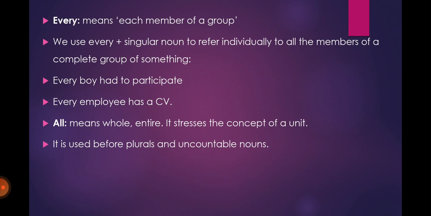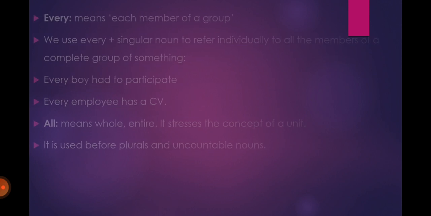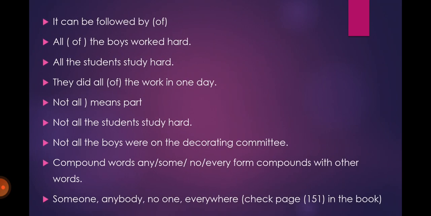All means whole, entire. It stresses the concept of a unit. It is used before plurals and uncountable nouns. إذا تستخدم قبل الأسماء الجمع والأسماء الغير معدودة. أخلي في بالي إذا معلومة مهمة، إذا إجى عندي اسم جمع راح يكون شيء الاستخدام، وإذا إجى بعدها اسم غير معدود راح يكون عندي شيء مختلف. It can be followed by فهذا أيضا أخلي في بالي.